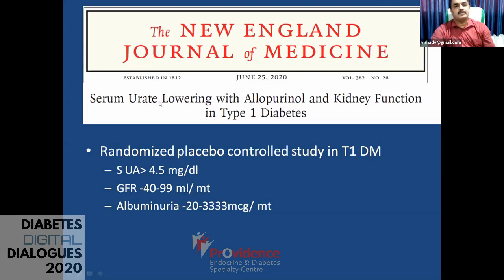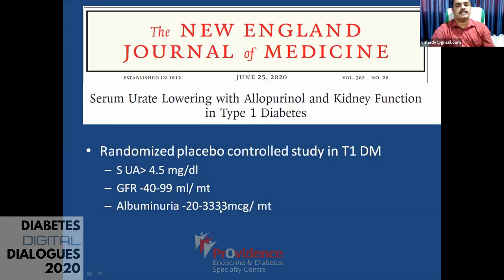So it was in this background that this very elaborate study was undertaken, and this was very widely expected. The results of this study were actually widely coveted. Basically, this was a randomized placebo-controlled study in patients with type 2 diabetes. Patients had a uric acid of more than 4.5 milligram per deciliter, a GFR of between 40 to 99 milliliter per minute, and albuminuria of 20 to 3,333 microgram per minute.